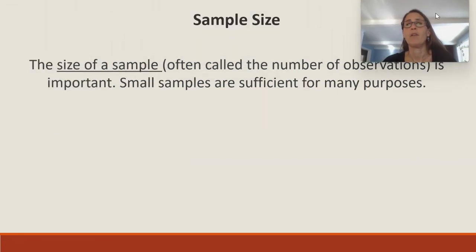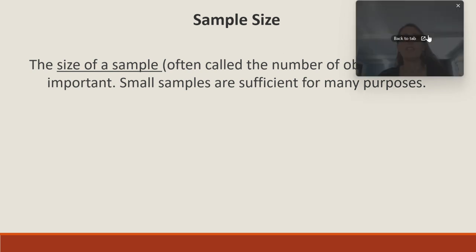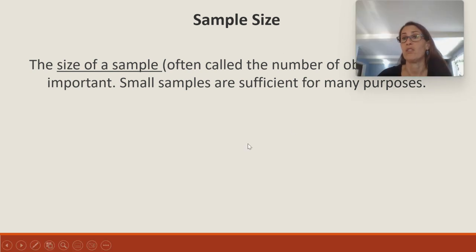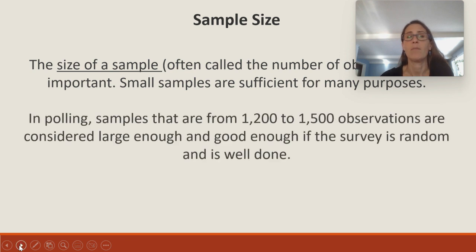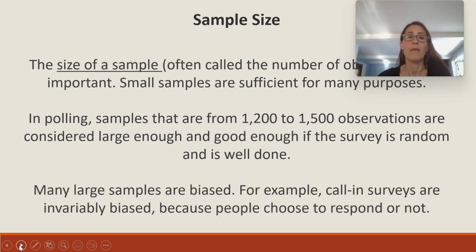The size of a sample, often called the number of observations, is important. Small samples are sufficient for many purposes. In polling, samples that are from 1,200 to 1,500 observations are considered large enough and good enough if the survey is random and is well done. Many large samples are biased. For example, call-in surveys are invariably biased because people choose to respond or not. So that's self-responding or refusal to respond. People who feel really strongly might be the ones who are doing the calling in.